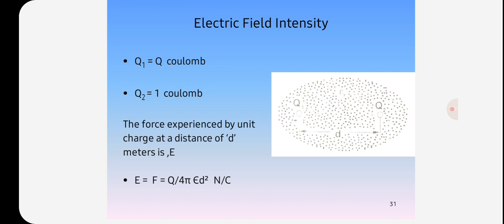Electric field intensity. Q1 is equal to q coulombs, Q2 is equal to 1 coulomb. The force experienced by unit charge at a distance of d meters is E. E is equal to F is equal to q by 4 pi epsilon d square Newton per coulomb.